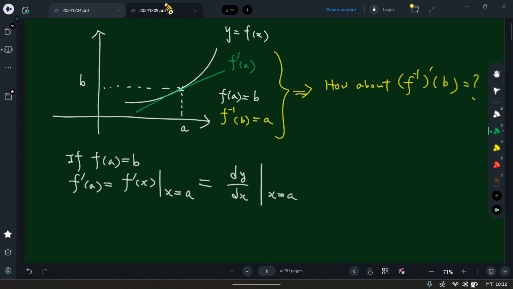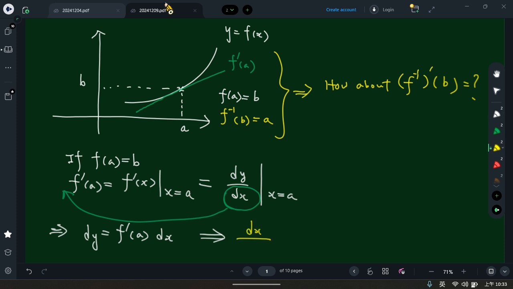Then if you regard this as a differential, as I told you, we can regard a differential as a variable. So we can move this item from the right hand side to the left hand side so that we have dy is equal to f prime a times dx, so that we can have dx over dy when y is equal to b.